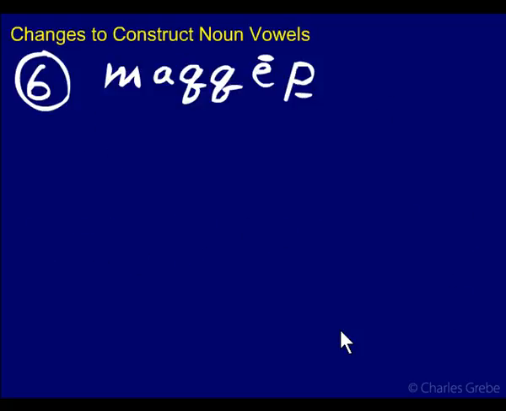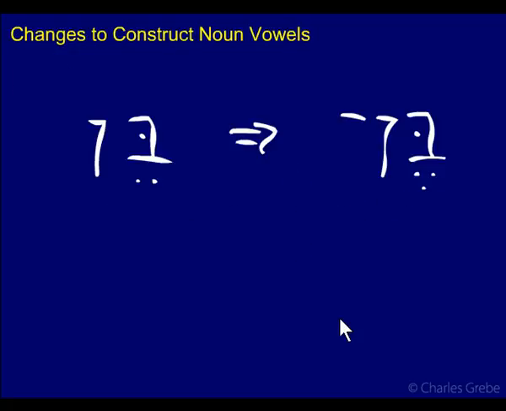The last one is a small point. You can have a makef. A makef can connect the construct. If that's your construct and this is your absolute, sometimes you have a makef between them. So it connects it even more strongly. An example of that would be ben, son. In construct, it tends to be ben with the makef and then the absolute. So that's not uncommon, just so you're aware that that happens. Okay, that was 6 things.